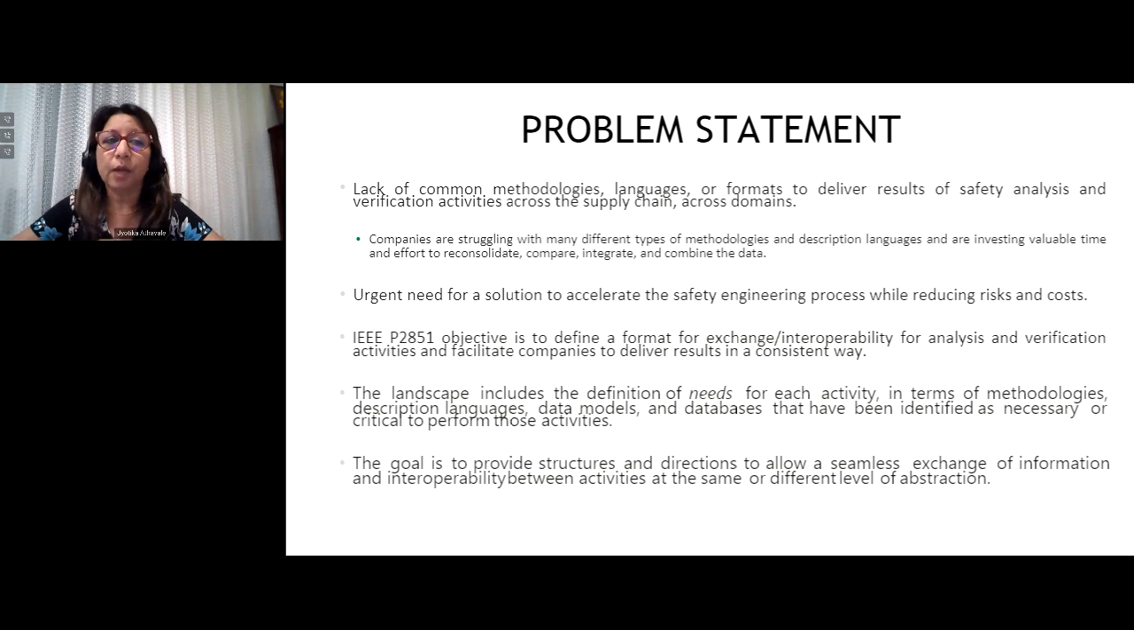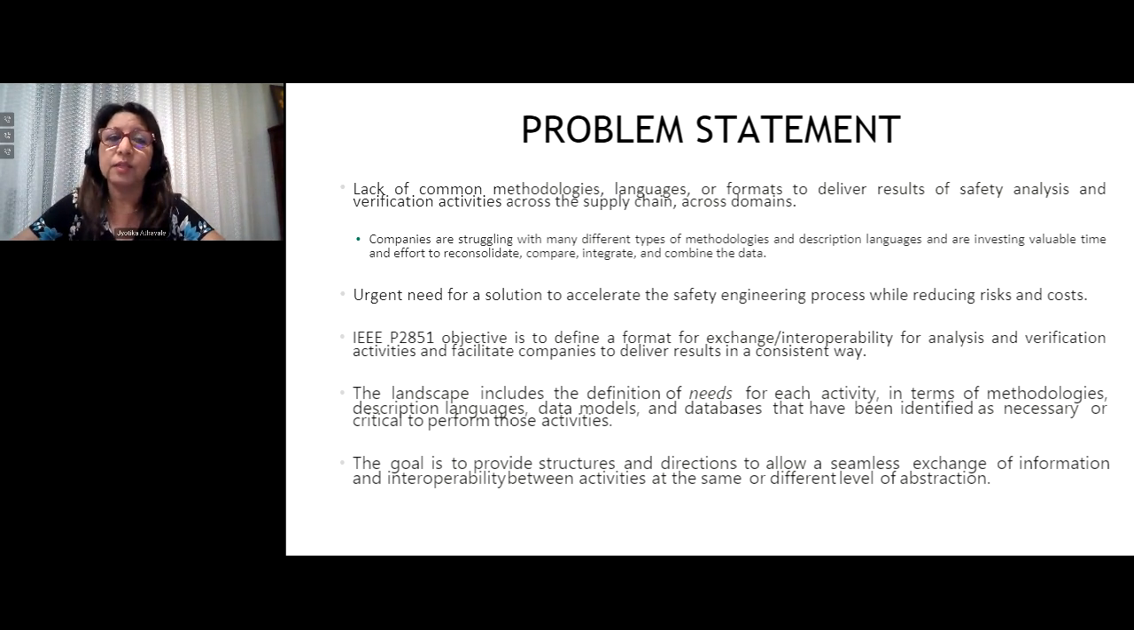Here we are referring to topics that apply across the levels, so across IP, SOC, system, and item, topics such as exchanging or integrating data from FMEDA, base failure rate, vulnerability factor analysis, etc. And due to the lack of consistent or common data formats or methods or data models, companies are struggling with many different types of custom solutions to these methodologies and description languages, investing valuable time to reconsolidate, compare, and integrate and combine that data.